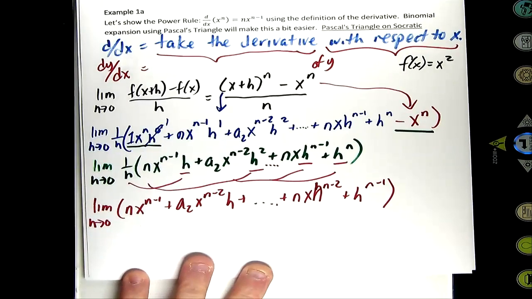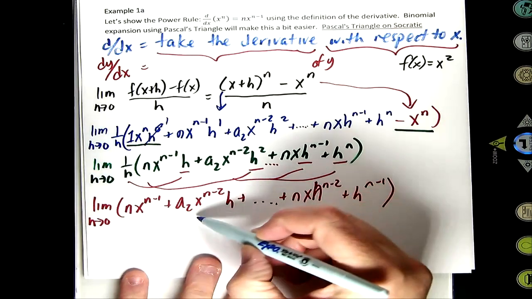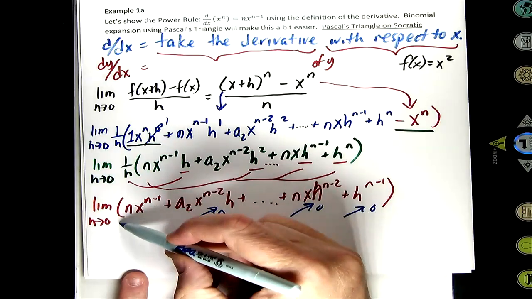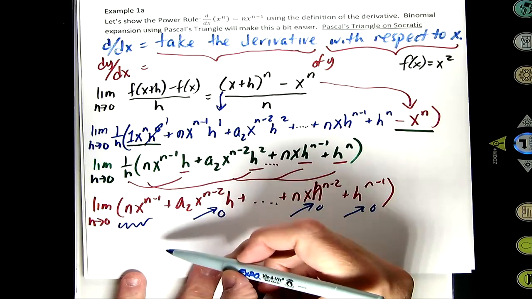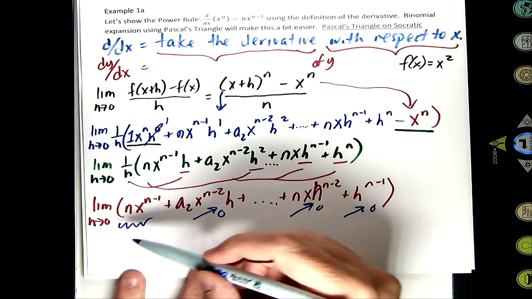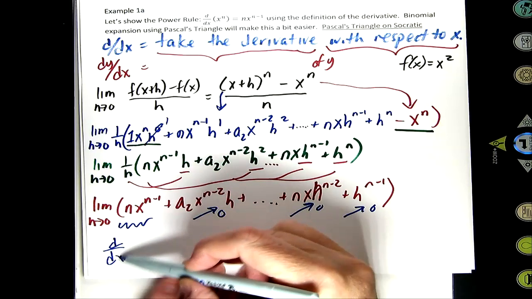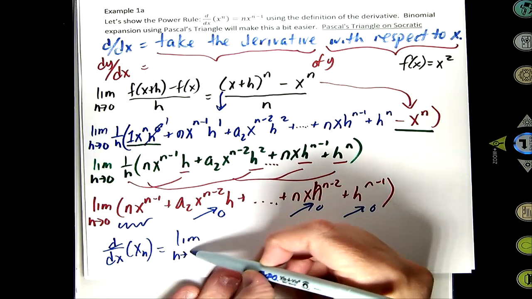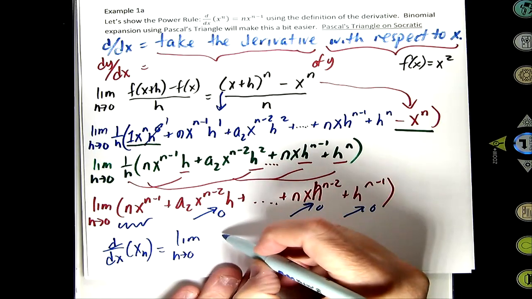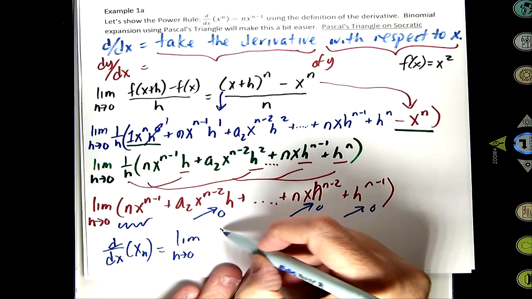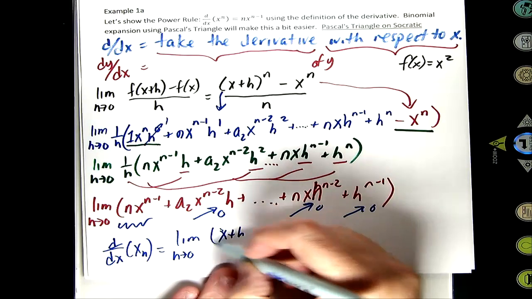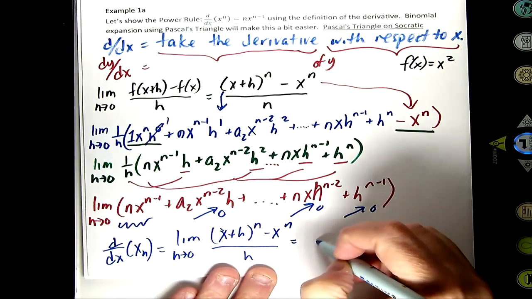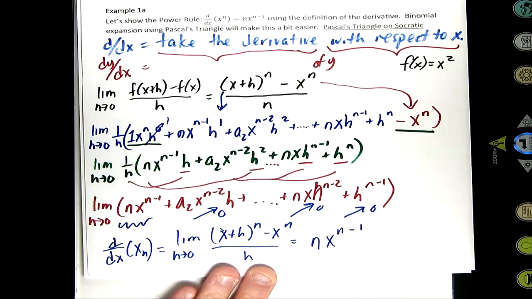And now when we take the limit as h goes to 0, this goes to 0, this goes to 0, this goes to 0. The only thing that doesn't go to 0 is that. So the derivative of x to the n, which is the limit as h goes to 0, x plus h to the n minus x to the n over h, all boils down to n x to the n minus 1.